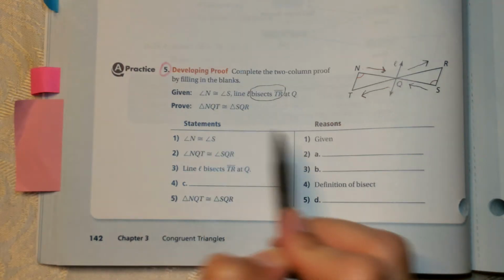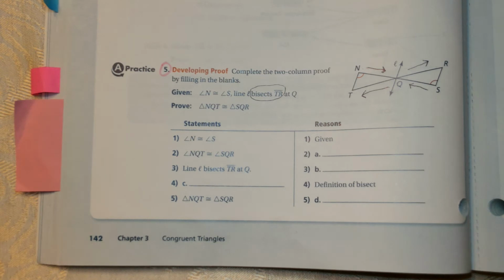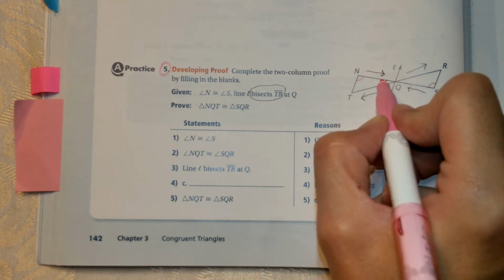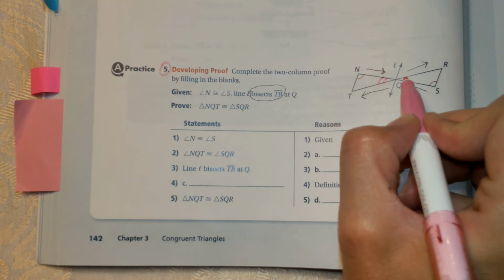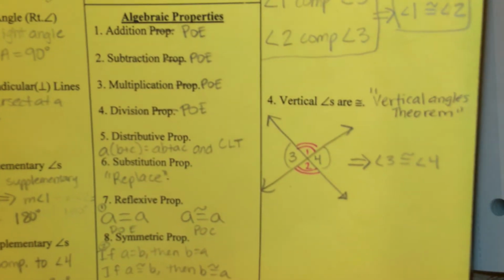So we've got the given, it's already filled in, and then we've got angle NQT is congruent to angle SQR. So NQT is right here. I'll mark it with two arcs, and then SQR, go from S to Q to R. Think about, why are those two angles congruent? We have to give the reason. And the reason is on the list. It's right there.